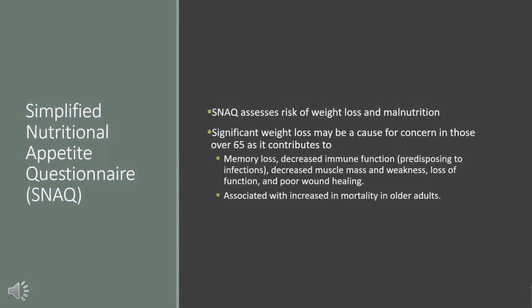The SNAQ assesses older adults' risk of weight loss and malnutrition by asking questions about appetite. As indicated by the weight loss question on the FRAIL scale, significant weight loss is a decrease of more than 5% of the usual body weight over the last 6 to 12 months. Significant weight loss may be a cause for concern in those over 65 as it contributes to things such as memory loss, decreased immune function, decreased muscle mass and weakness, loss of function, and poor wound healing. Weight loss is also associated with increased mortality, or death, in older adults.